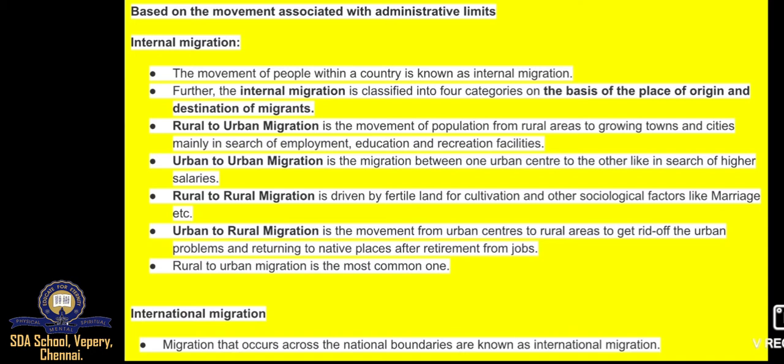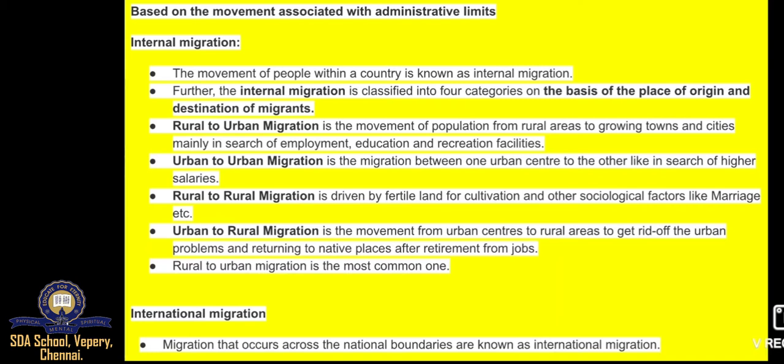And next, urban to rural migration. Urban to rural migration is the movement from urban centers to rural areas to get rid of the urban problems and returning to native places after retirement from jobs. So from these 4 categories, the first category, rural to urban migration, is the most common one.